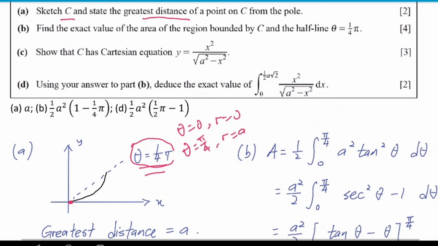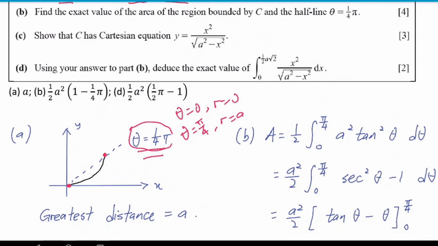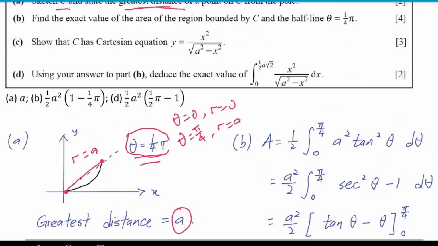Okay, and another thing that we need to mention is that they want us to state the greatest distance of a point on C from the pole. The greatest distance happens at this point here. We know that r is equal to a when theta equals pi over 4. So this is the r. So the greatest distance, you really have to state it. They want to see it in the answer. So the greatest distance here is a.